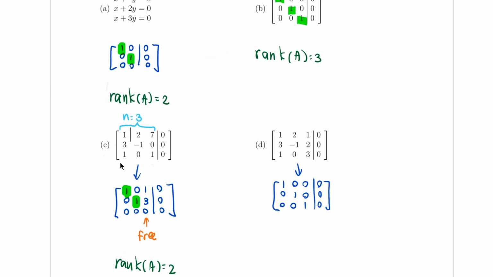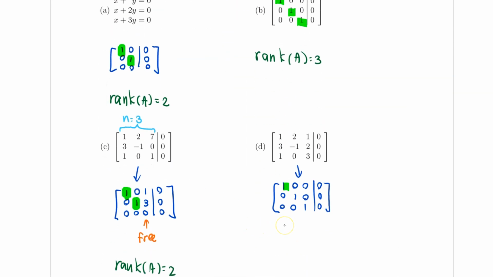And for the last one, because this one has rank 3, and the number of variables and number of columns here is 3, that means the 0 vector is the only solution.